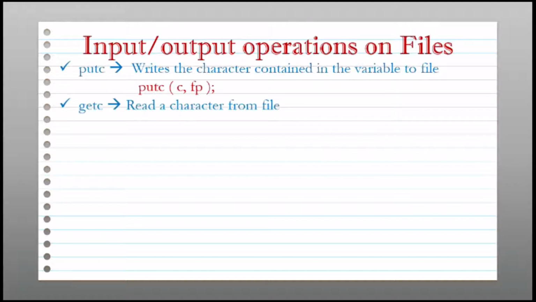The next one is getc. Here we can read one single character from a file. This is the syntax: getc and in brackets the file pointer. When we use the getc function, a single character is read and we can store that in one variable. Here we are storing it in the c variable.